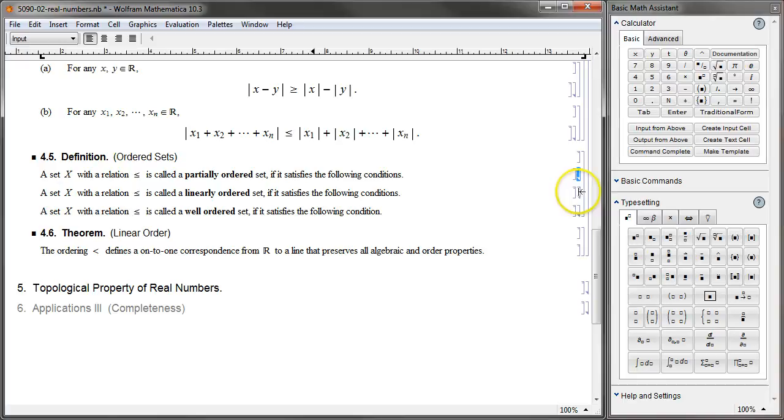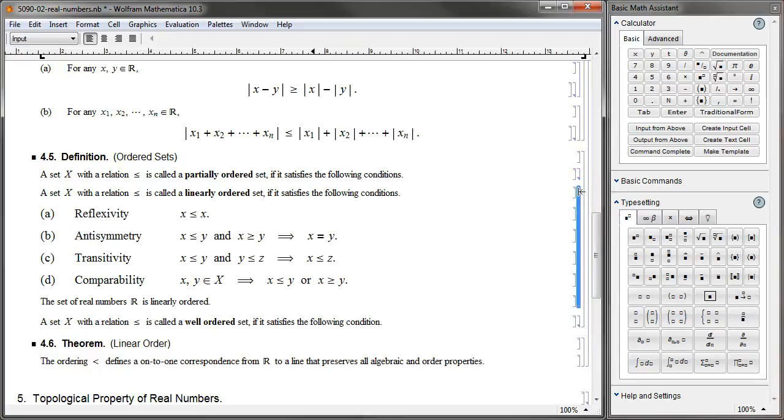Linearly ordered or totally ordered, that's kind of like the real number system. All the numbers can be put into a line. The set of rational numbers is also linearly ordered, but if you just arrange rational numbers on a number line, then there are plenty of gaps called irrational numbers.